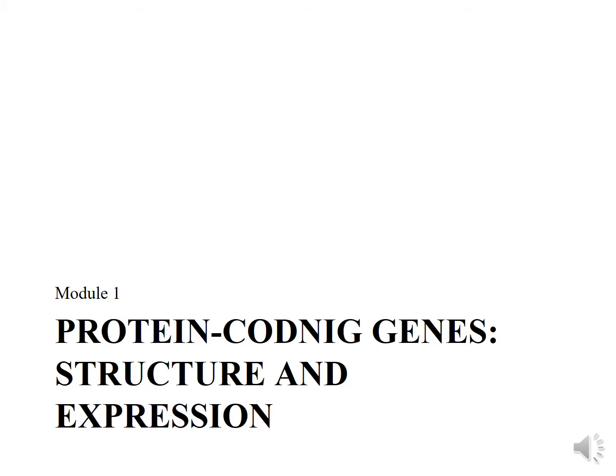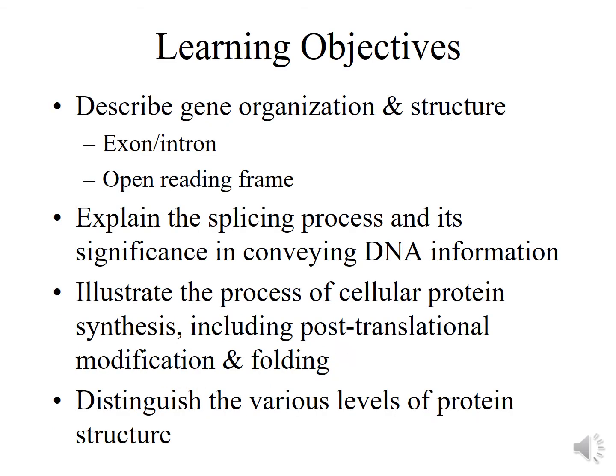Module 1, Protein Coding Genes, Structure and Expression. The learning objectives for this module are to describe gene organization and structure, including exons and introns, define an open reading frame, to explain the splicing process and its significance in conveying DNA information, to illustrate the process of cellular protein synthesis, including post-translational modification and folding, and finally to distinguish the various levels of protein structure.